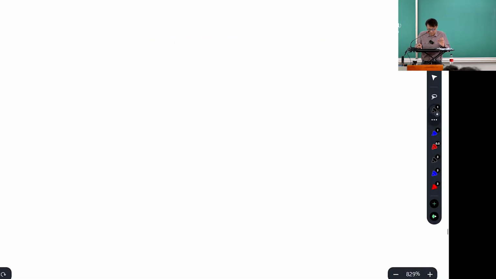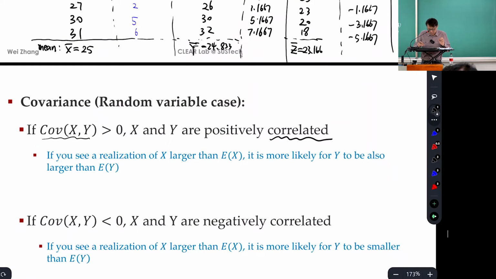What does this really mean? All it means is you can use y to infer x, or use x to infer y. The reason is that, if you see a realization of x, let's say today Guangzhou's temperature is 35, and on average it should be 30. Today is 5 degrees more than average. Then you can infer, because I know I'm positively correlated with Guangzhou, Shenzhen will also be more likely to have a hotter day today. So positive: if you see something above average, and I'm positively correlated, then I will also more likely be above my average.